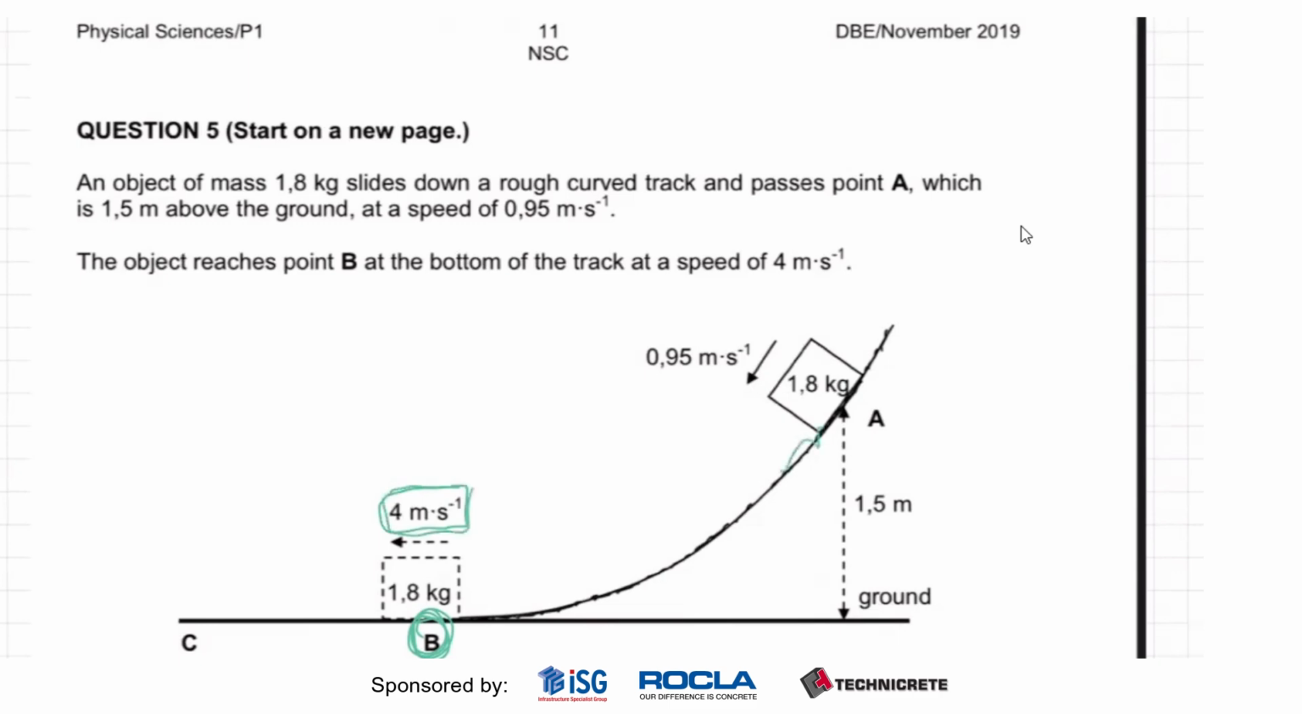Okay, so we can see over here it's rough, and then from C to B, it looks like it's not rough anymore. And we know that because the track is rough, it's going to have friction, and we have to take friction into account for all of our calculations. So it starts with the track at 1.5 meters off the ground and it ends at the bottom.